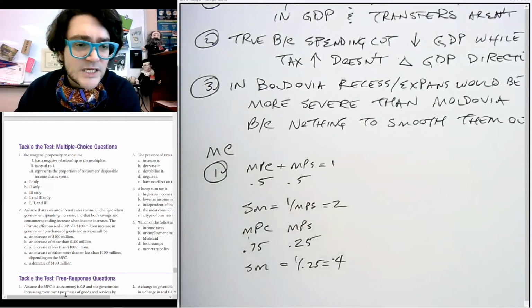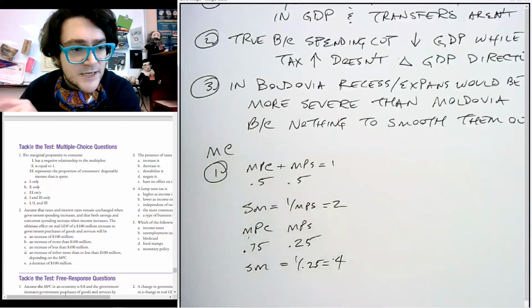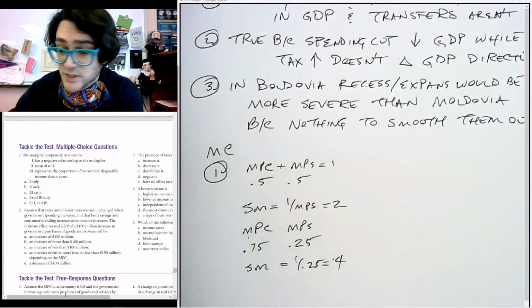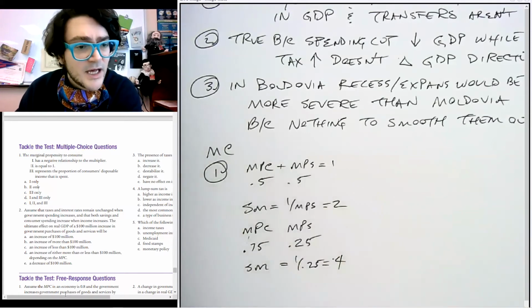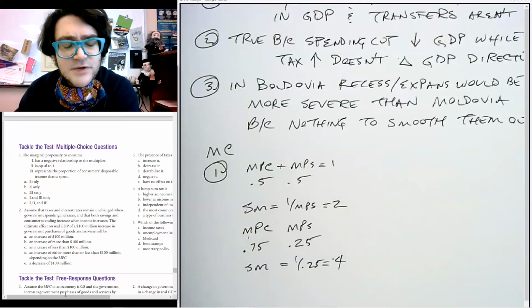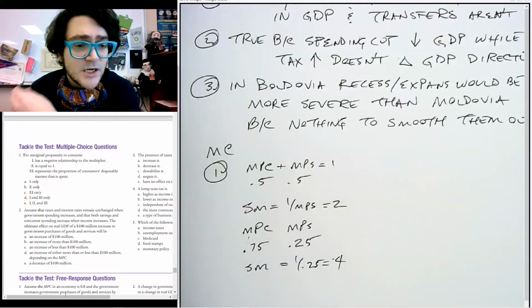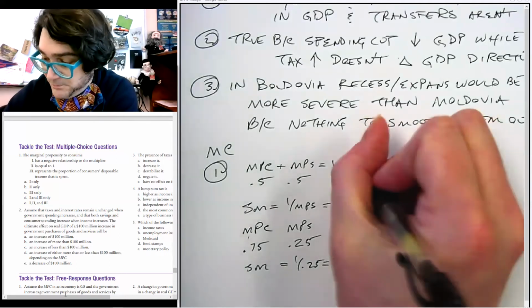So we would say that a negative relationship is not true. One is not true. It is not equal to 1 in all cases. And in fact, it's quite rare for it to equal 1 because typically people save something. And then it says it represents the proportion of consumers' disposable income that is spent. That's a fair explanation of it, right? It's the proportion of the change in your disposable income that shows up as a change in your consumption. So we'll say 3 only, C.